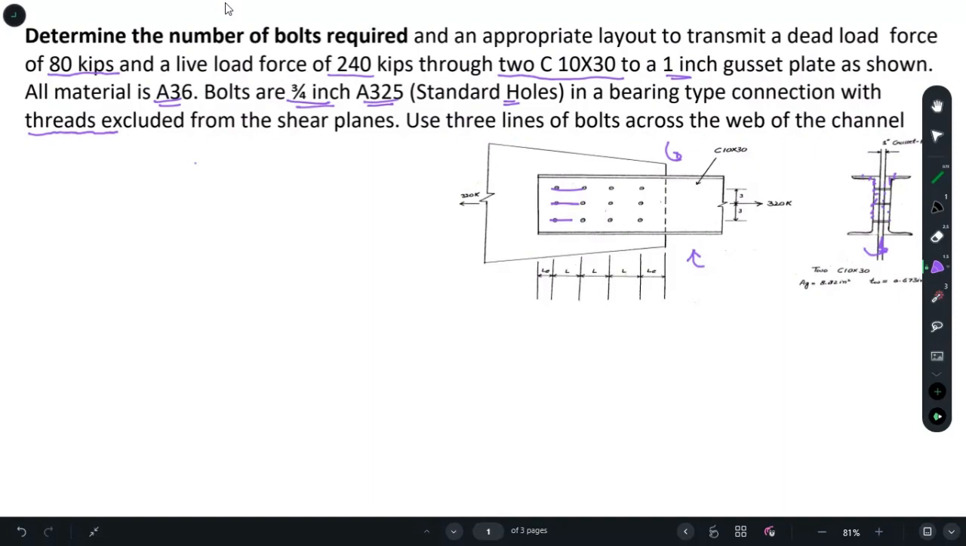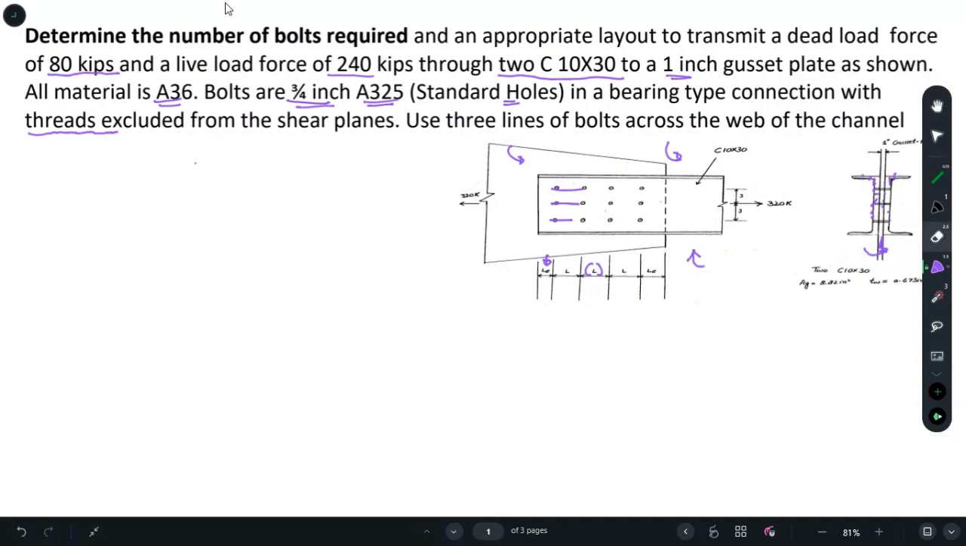So this is your gusset plate, and at the upper portion you have a C section, and at the rear part you have another C section, and we'll have to determine the number of bolts and the spacing of bolts, and this LR is the in-between spacing, and this LE is the edge spacing. We'll find these things also.